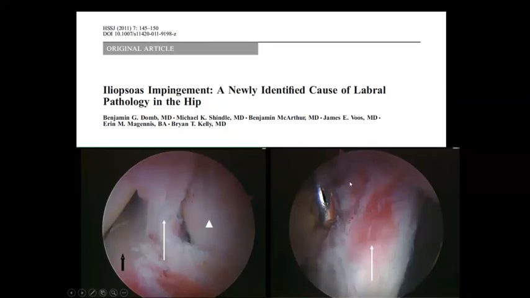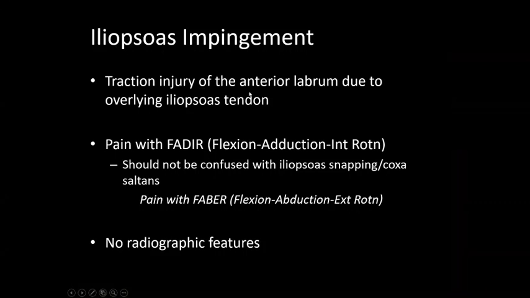But this is another patient. What they did was they looked at the hip and they saw this congestion, edema, and inflammation at the anterior surface of the acetabulum and the labrum. So they described this as traction injury of the anterior labrum due to the overlying iliopsoas tendon. And they described this as iliopsoas impingement. And these patients normally are symptomatic during flexion, adduction, and internal rotation.